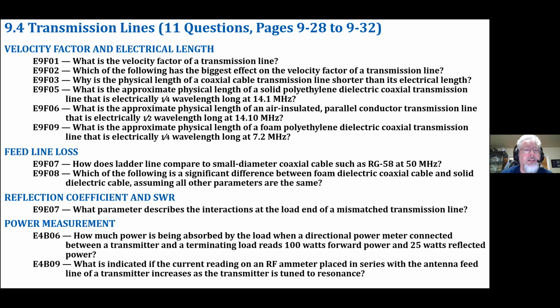Boy, that's another eye chart. See, I tried to stuff as much as I could, and I managed to do so. Velocity factor and electrical length, feed line loss, reflection coefficient and SWR, and power measurement. 11 questions.